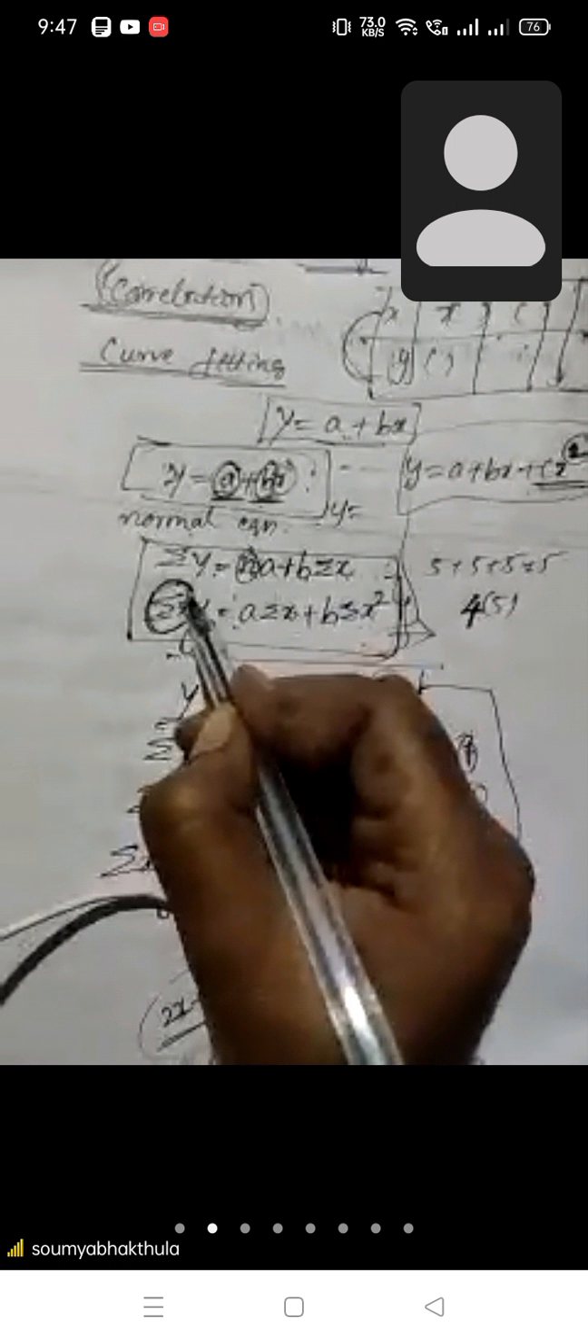Here, if we have 1, 2, 3, 4, 5, the number of observations n equals 5. N is nothing but how many times you are taking x. Here I am taking x as 1, 2, 3, 4, 5, so n equals 5. You will understand this by the problem. So you have to find this.